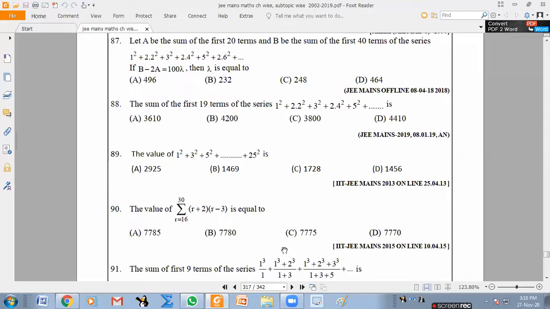One thing I want to tell about 90. The sigma r equal to 16 to 30, I did not like it. R equal to 1 to anything is okay. One way to do is somebody say, I'll take r equal to 1 to 30 and subtract 1 to 15. Somebody can say that. Or somebody can say, I'll expand the whole thing and do something about it. Other option is method of differences we can do now.